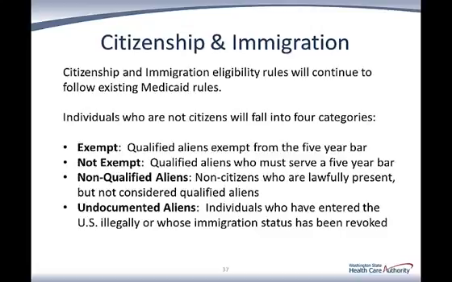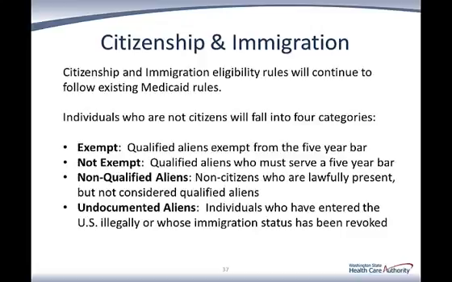Our third category is non-qualified aliens. These are non-citizens who are lawfully present but not considered qualified aliens. Non-qualified aliens include, but are not limited to, citizens of Marshall Islands, Micronesia, or Palau, immigrants paroled into the U.S. for less than 1 year, immigrants granted temporary protected status, or non-immigrants who are allowed entry into the U.S. for a specific purpose, usually for a limited time. This includes business visitors, students, and tourists.